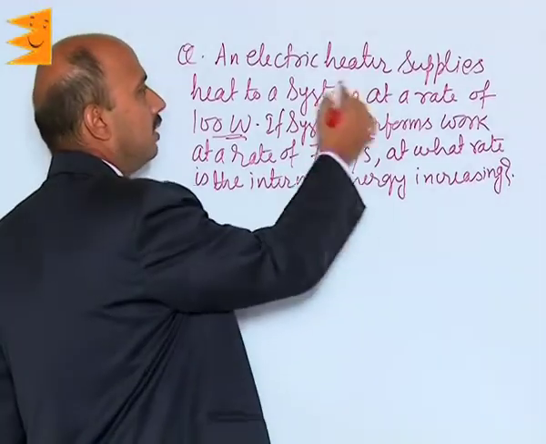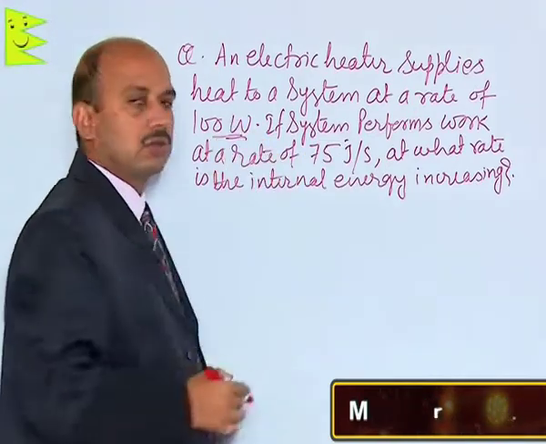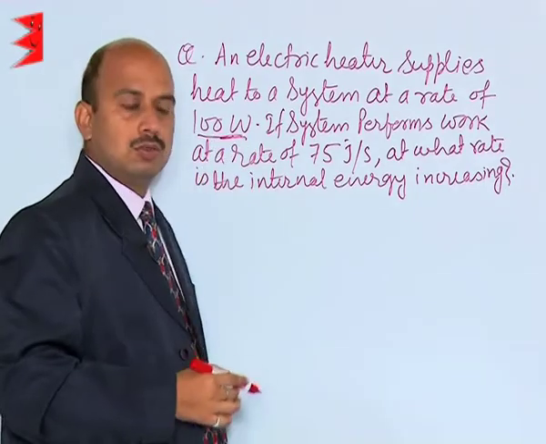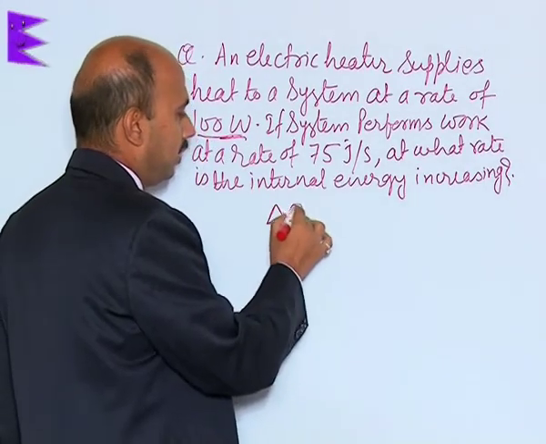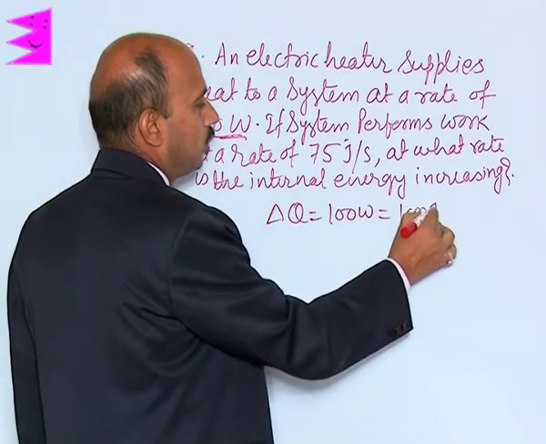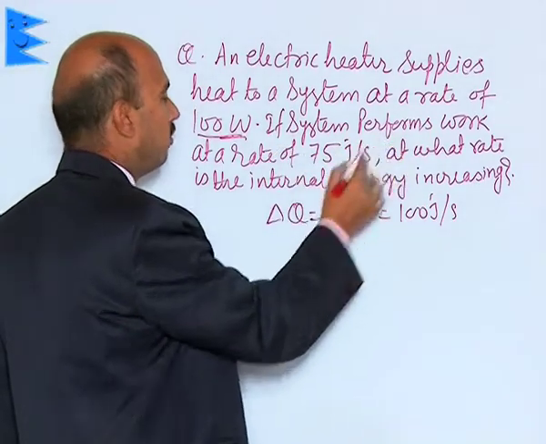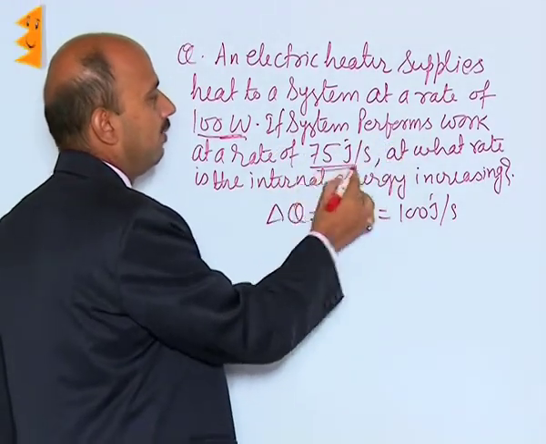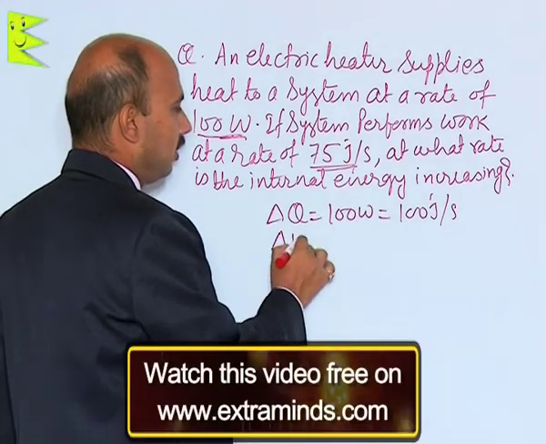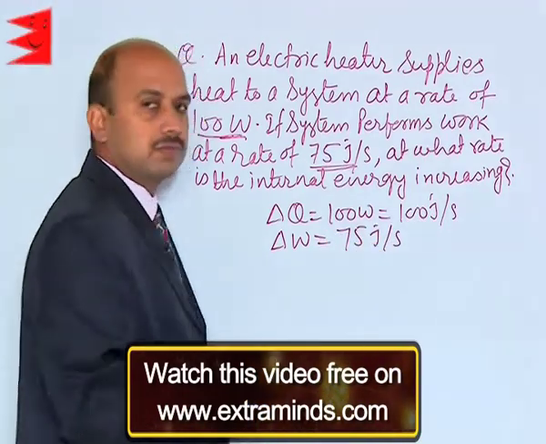Now see here, an electric heater supplies heat to a system at the rate of 100 watt. It means energy supplied at the rate of 100 watt. So, we can write heat energy supplied, that is delta Q is equal to 100 watt, that is 100 joule per second. Now, if the system performs work at a rate of 75 joule per second, so work done by the system is, here we can write 75 joule per second.